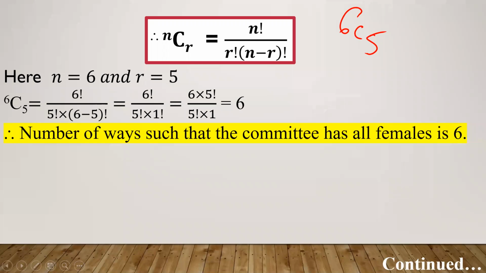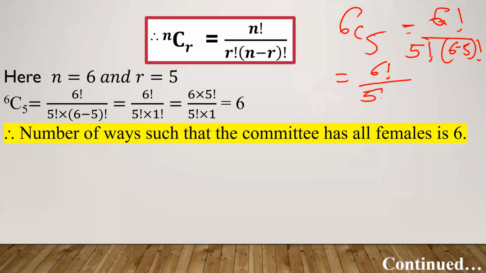6C5 equal to 6 factorial divided by r, that is 5 factorial into 6 minus 5 factorial, which will give you 6 factorial divided by 5 factorial into 1 factorial, since 6 minus 5 is 1. That is equal to 6 factorial.